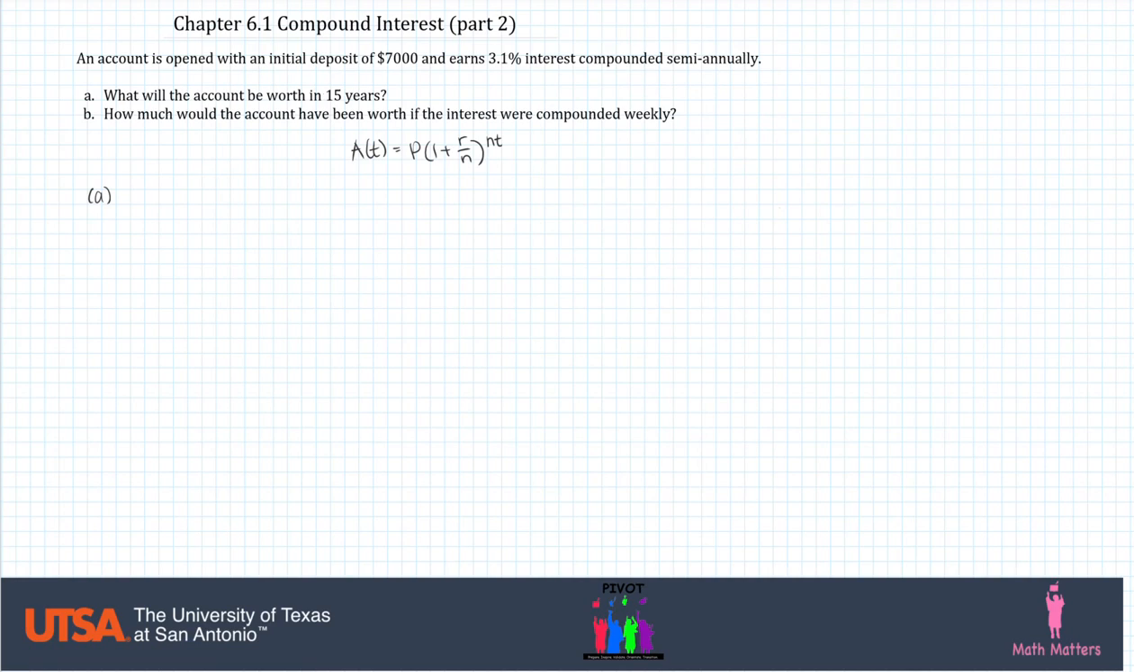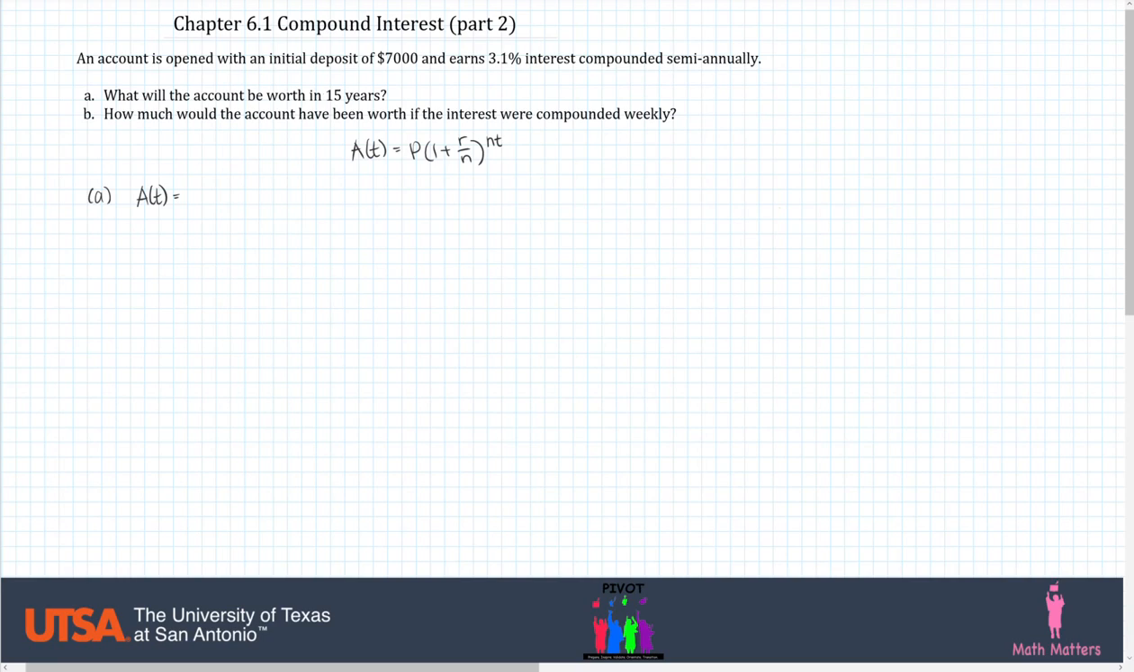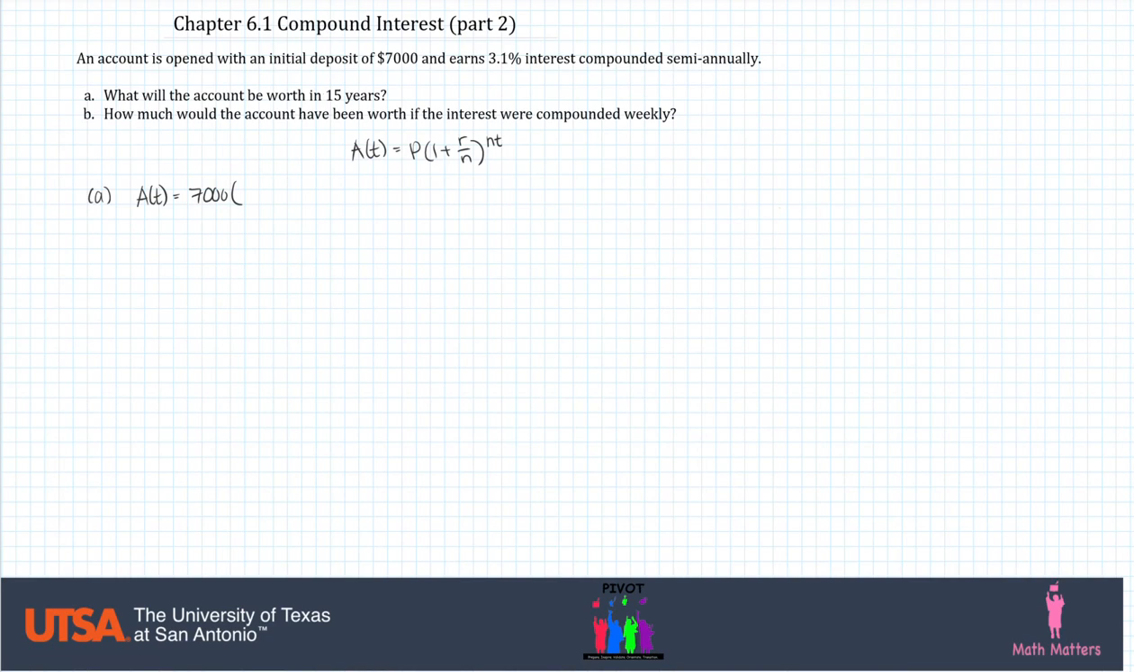We have A(t) equals the initial, which is 7,000, times 1 plus the rate, which is 3.1%, and expressed as a decimal is 0.031. So we have that over here. Semi-annually means it happens twice a year. And n represents the number of times in 1 year that it is compounded. So this is going to be 2. And then n is still 2. And then we have t, which in this case is 15.